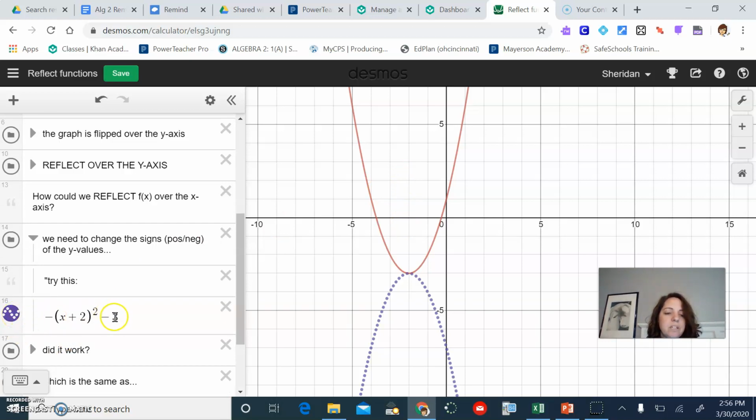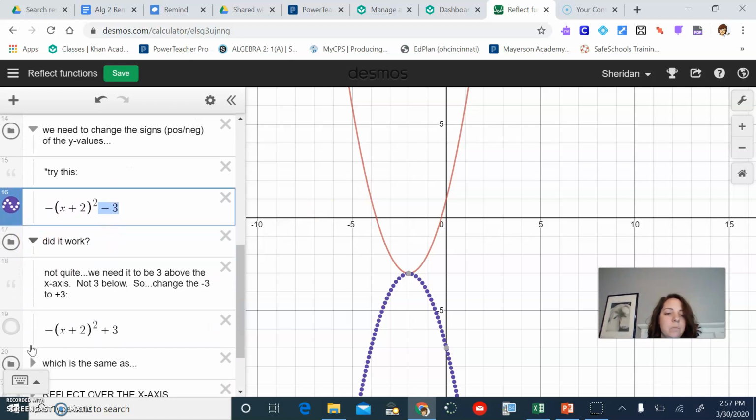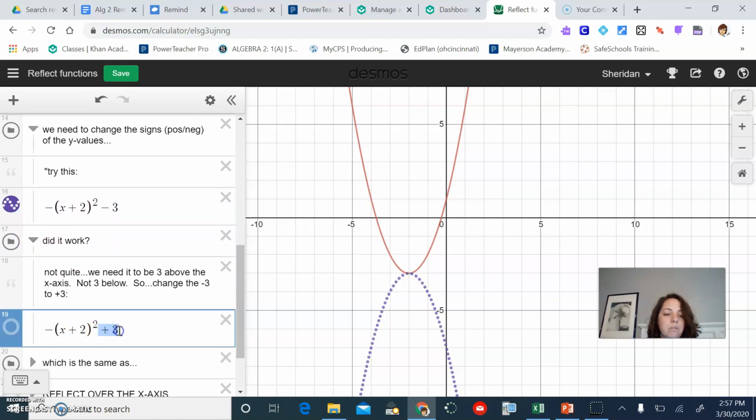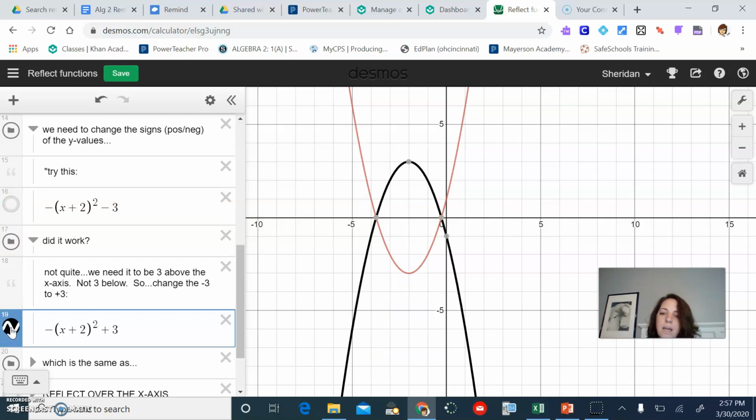And so we need to change something else. We don't want it down 3, right? We want it up 3 from the x-axis. So what if we change that -3 to a +3? Okay, let me take that guy out, put this guy in. Hey, hey, hey. So that negative flipped it down, and the +3 on the outside moved it up. Ta-da! We did it.